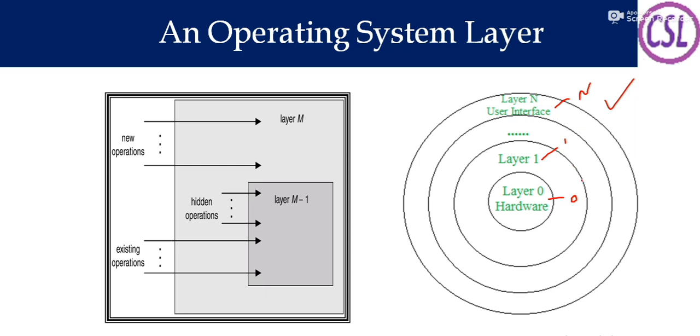So we can arrange layers one after another. At the lowest level we have the hardware, and at the last level we have the user interface. The user interface cannot directly interact with the hardware. It provides the security. So each layer interacts with the lower layer only.